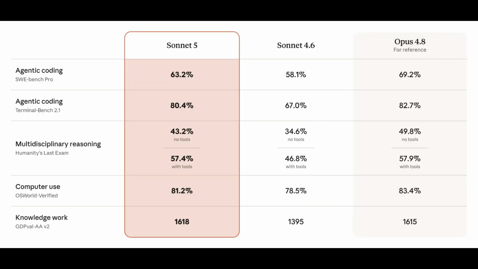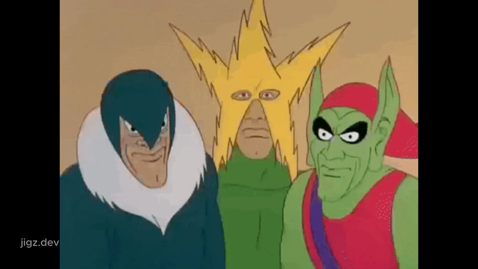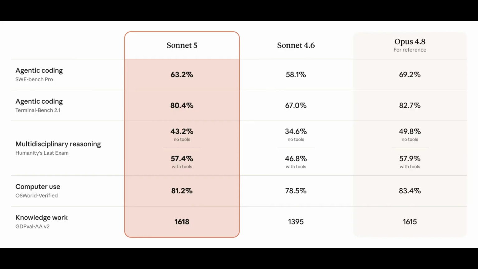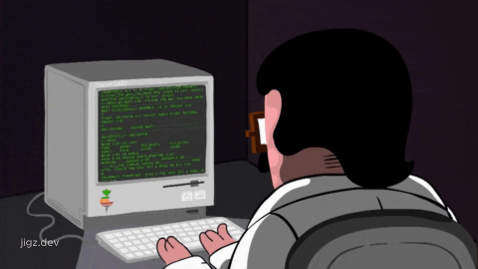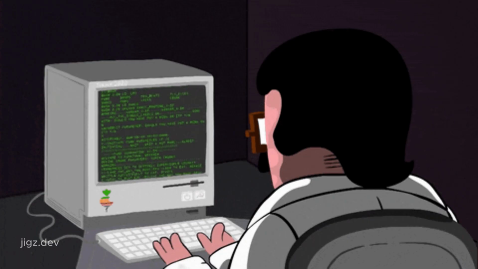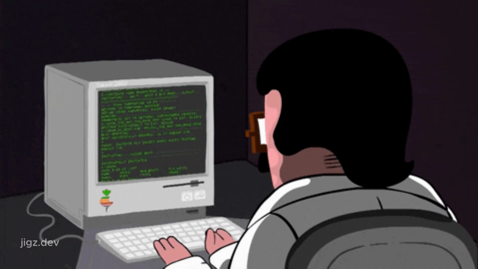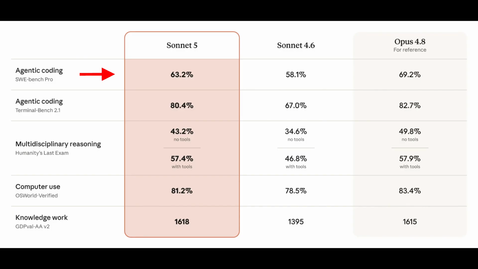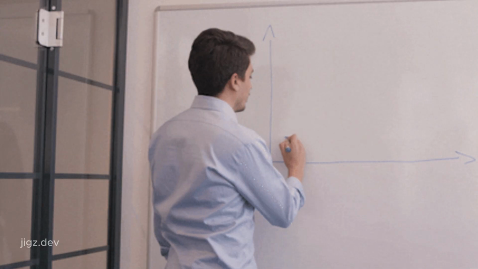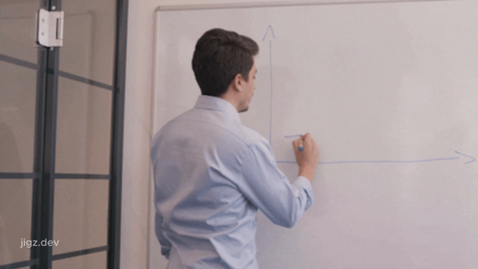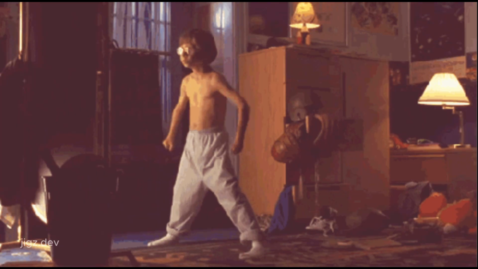Compared to Sonnet 4.6, Sonnet 5 performs better across almost every benchmark. The biggest improvement is in coding, where it scores 80.4% on Terminal Bench compared to Sonnet 4.6 at 67%. So if you're a developer, this is one of the biggest upgrades in this release. It also performs better on software engineering tasks, reasoning, and computer use, showing consistent improvements over Sonnet 4.6 instead of just improving in one area.